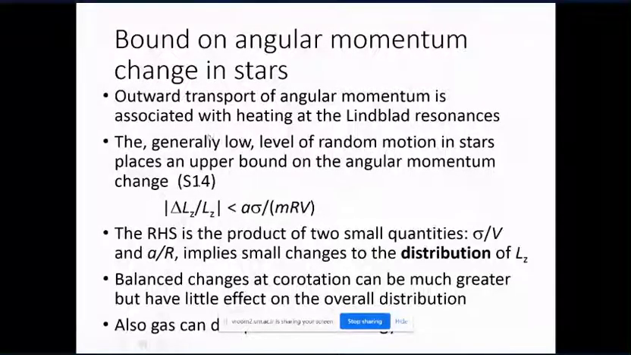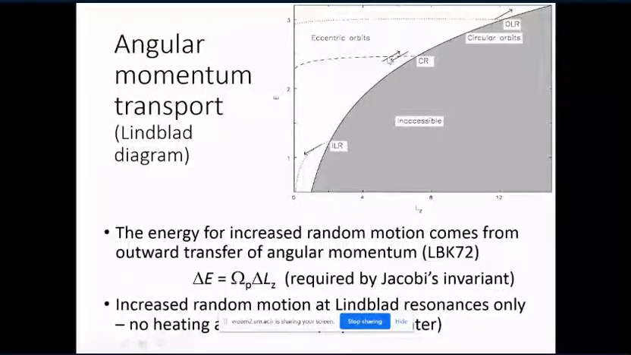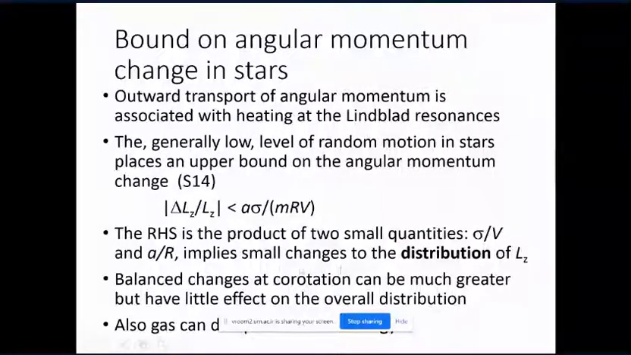So this is telling us that although outward transfer of angular momentum from the inner part of the disk to the outer part is responsible for heating the disk, it actually is a relatively small change which produces as much heat as we see. And so the distribution of angular momentum within the disk is not changed by a large amount. It has to be changed because the energy has to be extracted from the potential, but that is not a particularly large change. But because, as we saw earlier, it was possible to have exchanges at co-rotation which do not cause random motion, this particular bound applies only to the heating at Lindblad resonances, and we can have as much exchange of angular momentum at co-rotation as you want, and that will have no effect on the overall distribution of angular momentum.